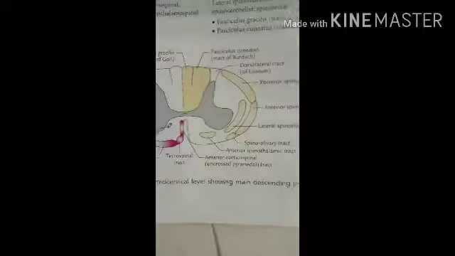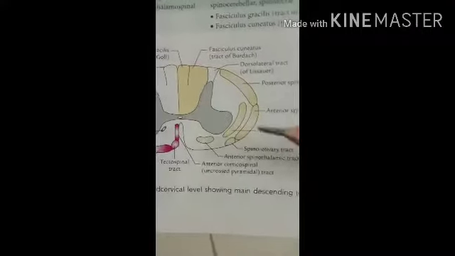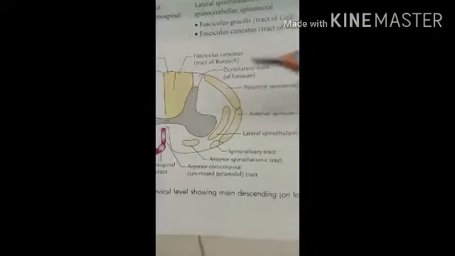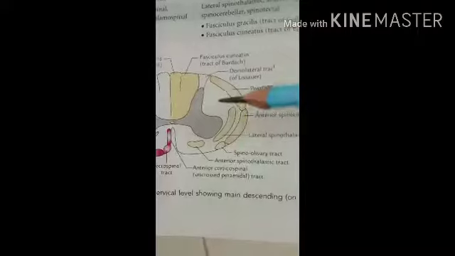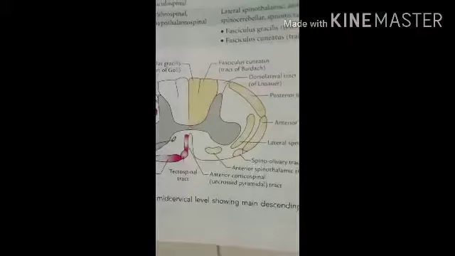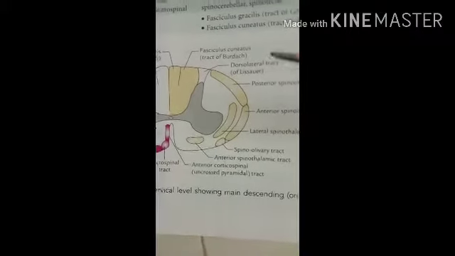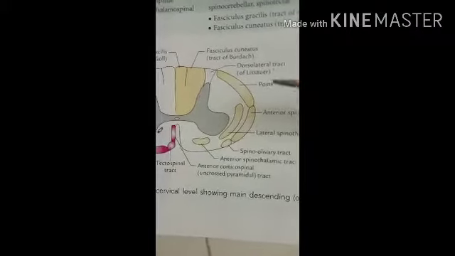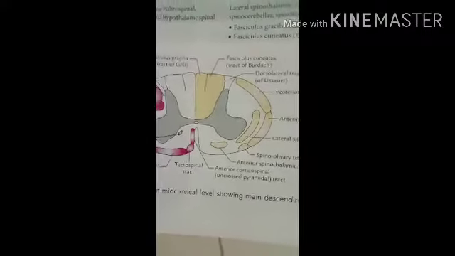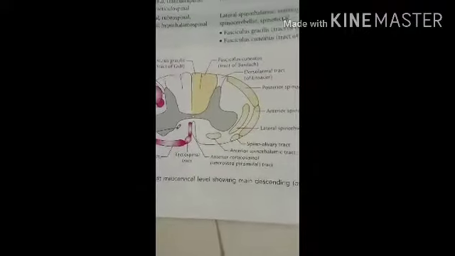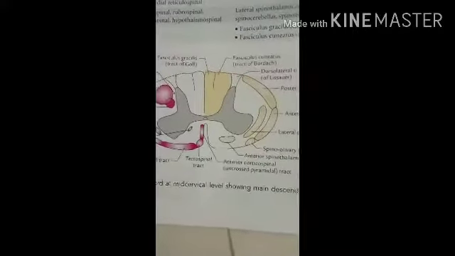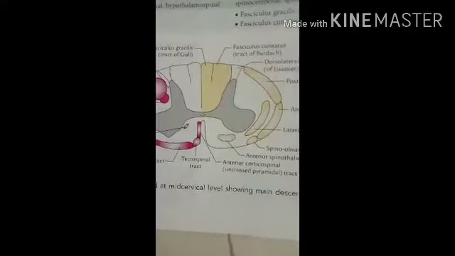And the last one is the spinotectal tract. It begins from the posterior gray column of the opposite side and terminates in the tectum of the superior colliculus in the midbrain, and the function is the afferent limb of reflex movement of the eyes and head towards the source of the stimulation. So these are the ascending tracts which relay the sensory impulses related to touch, temperature, pain and pressure.